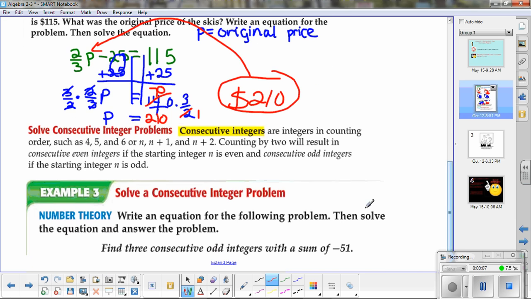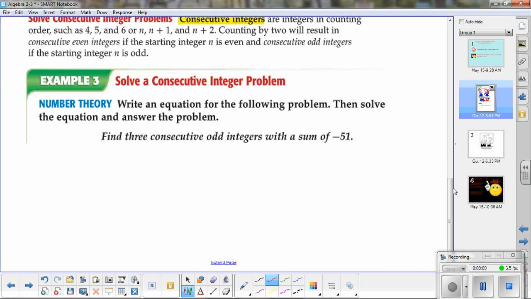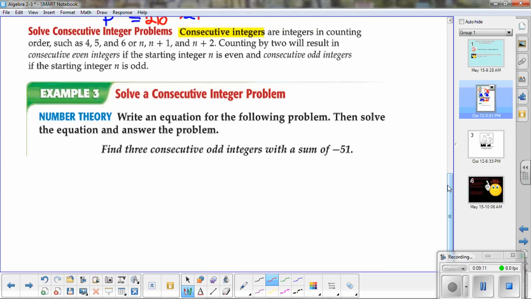All right, our last example is about consecutive integers. Consecutive integers are integers in counting order, such as 4, 5, and 6, or n, n plus 1, and n plus 2. Counting by 2 will result in consecutive even integers if the starting integer n is even, and consecutive odd integers if the starting integer n is odd.